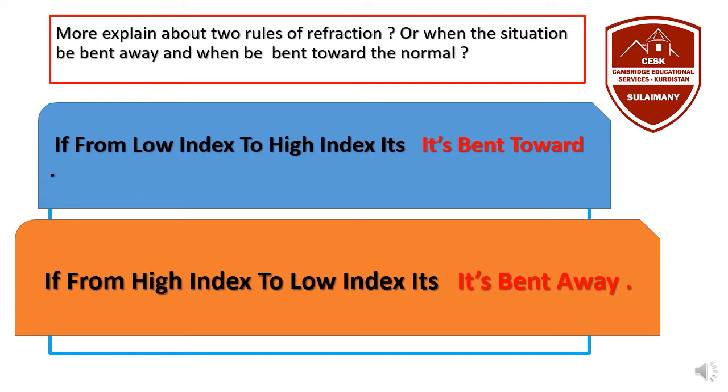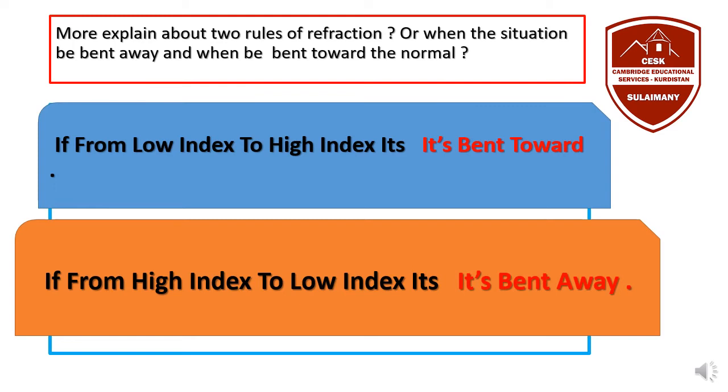Of course, bent away, that is mean, in the second rule, theta 1 less than theta 2, or theta 2 greater than theta 1, because this is bent away situation. Don't forget these two rules, because we need them to solve practice in page 147 or section review.